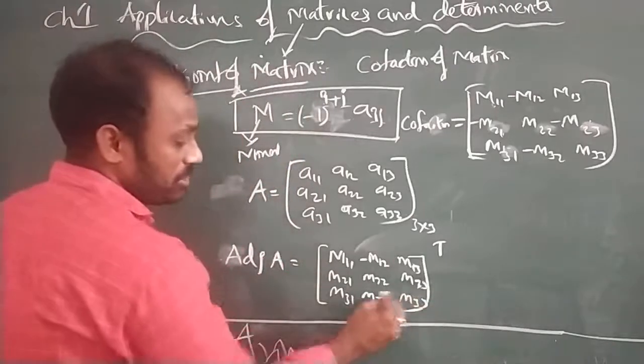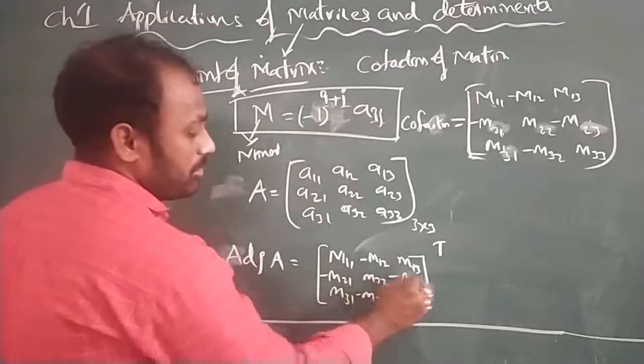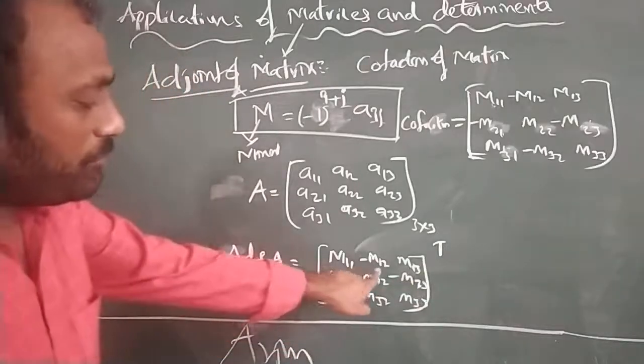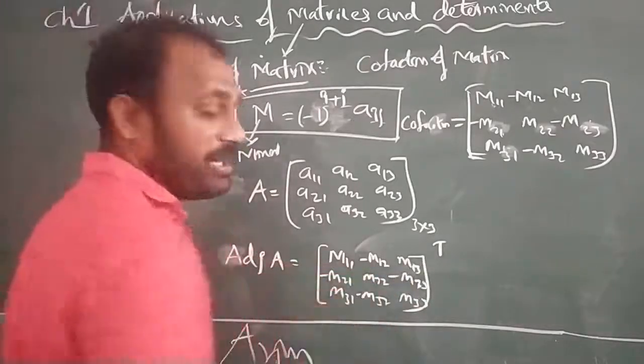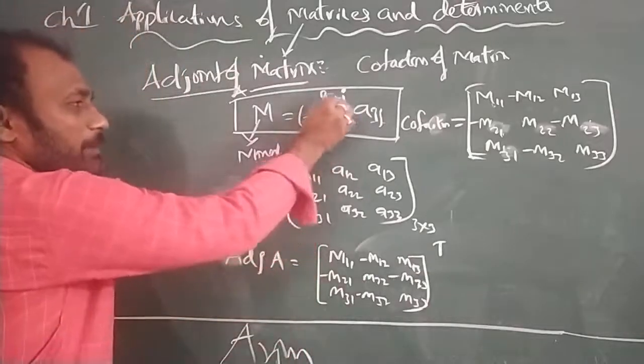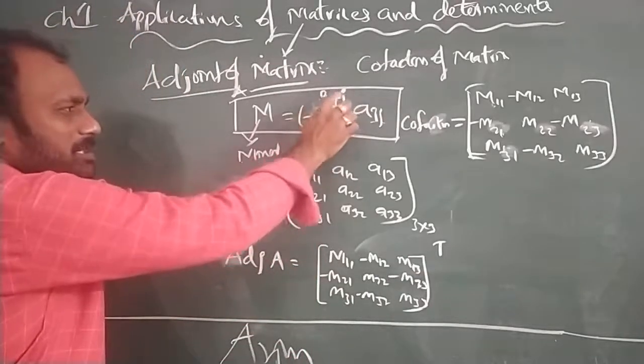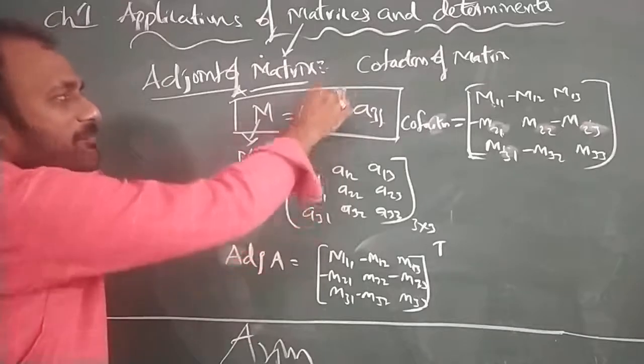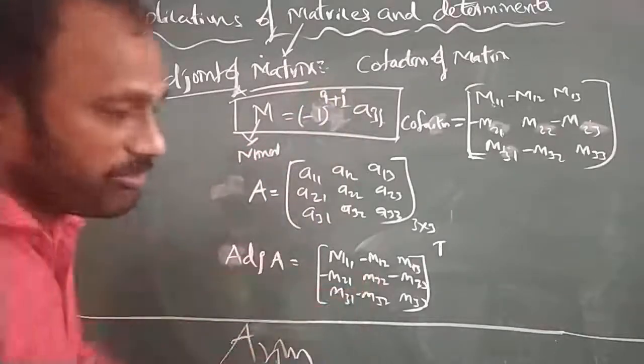So here the addition is odd. Wherever the addition of the row and column is odd, we mention it with a minus. Why? Because we are using the formula (minus 1) to the power i plus j. If i plus j is even, it will be plus. If it is odd, it will be minus. That's what we are mentioning here.